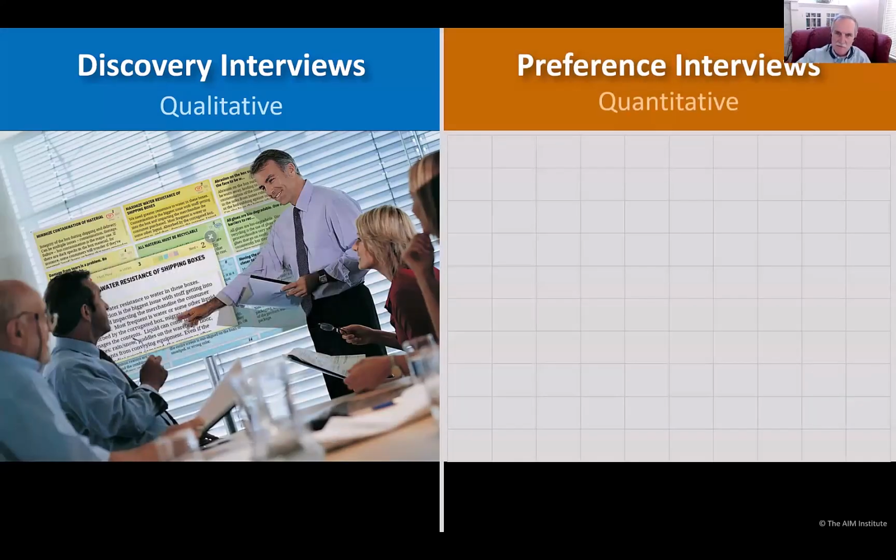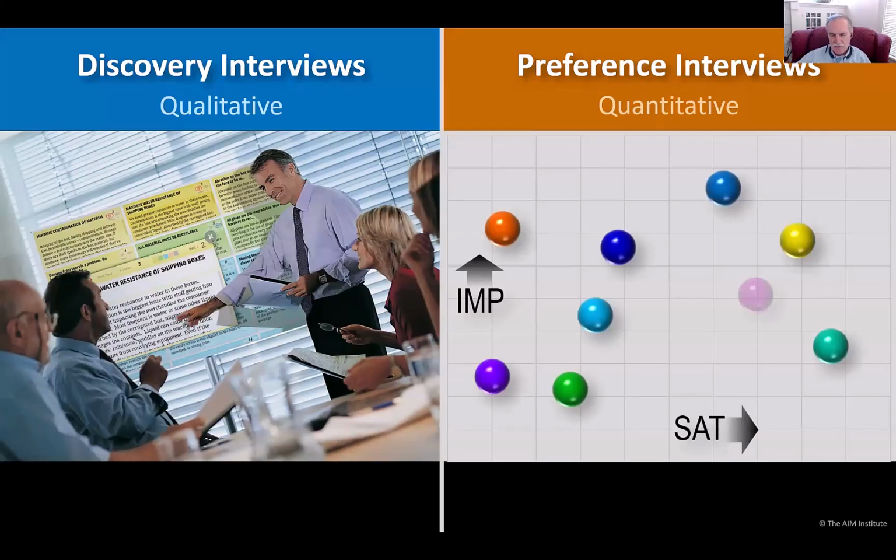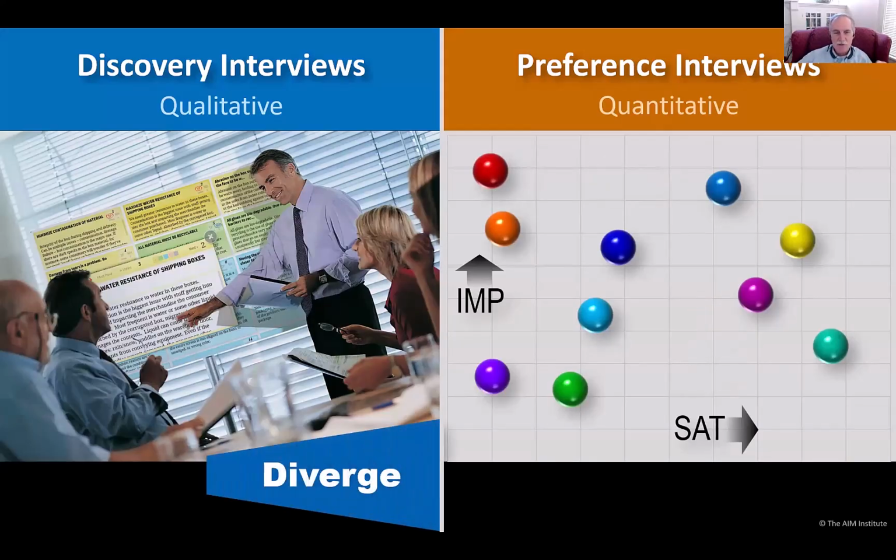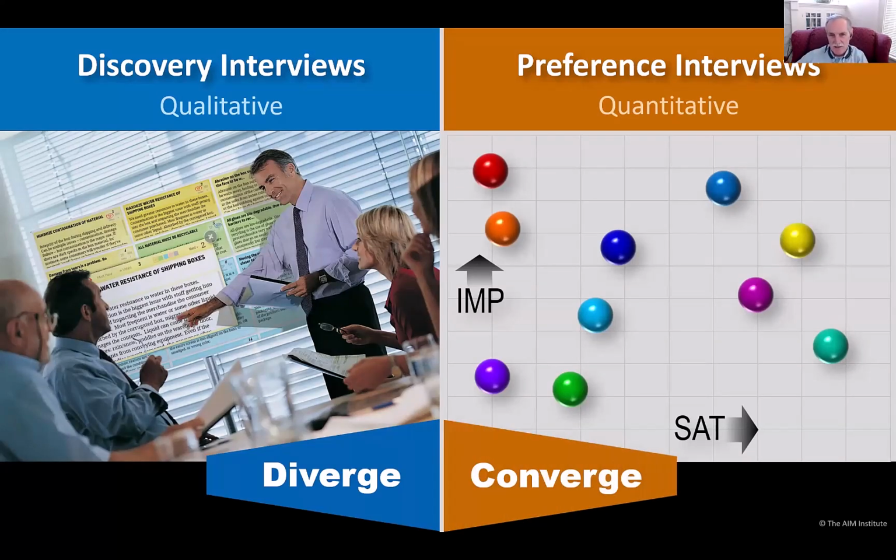Then you'll go back to those same customers and do quantitative preference interviews. Ask them how important, how satisfied on a scale of 1 to 10. You hope to find some things that are important and not satisfied. And so you're diverging to all the outcomes and you're converging on the ones that matter.